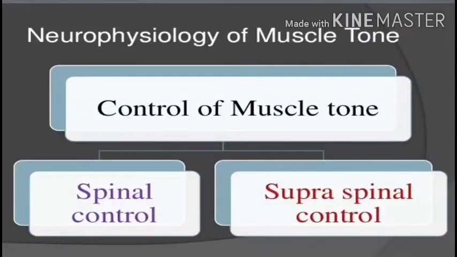We were discussing control of voluntary movements. We have learned that until a normal tone, posture, and equilibrium of the body is maintained, it is not possible to carry on voluntary movements. We have already discussed the postural reflexes. Today we will discuss muscle tone.